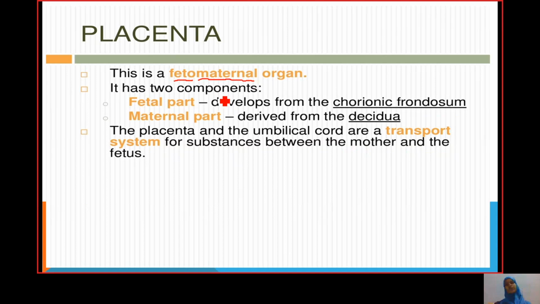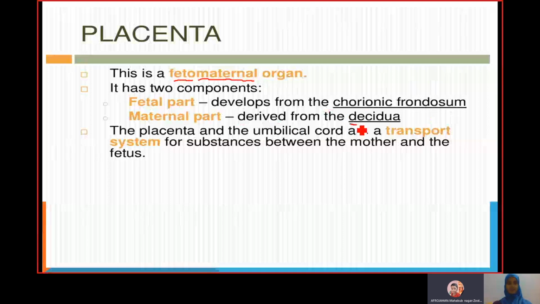It has two components. As you know, the placenta is made up of two components, which are the fetal part and the maternal part. The fetal part develops from the chorion frondosum, whereas the maternal part is derived from the decidua. It is nothing but the uterus layer which is involved in the formation of the placenta. That one we call the decidua.